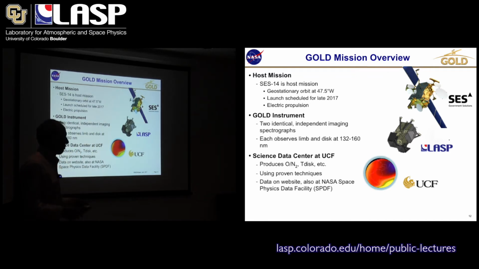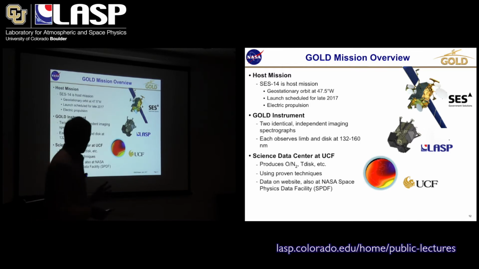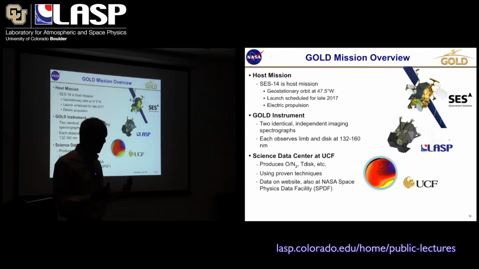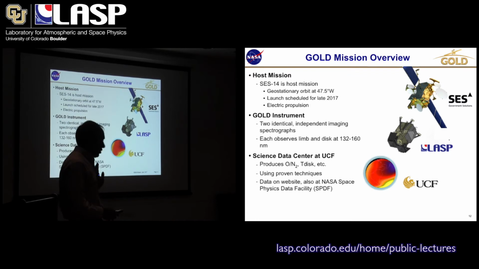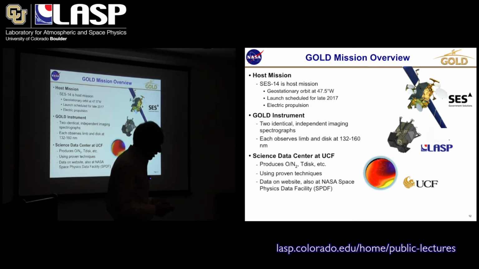The instrument is a two-channel imaging spectrograph. Basically, it's two identical channels, and each of them observes in the far ultraviolet wavelength range, and that lets us do the remote sensing we want to do. It gives us the data we need to produce the products, some of them listed here. Of course, UCF has the Science Data Center, so that's where I'm located, at UCF.